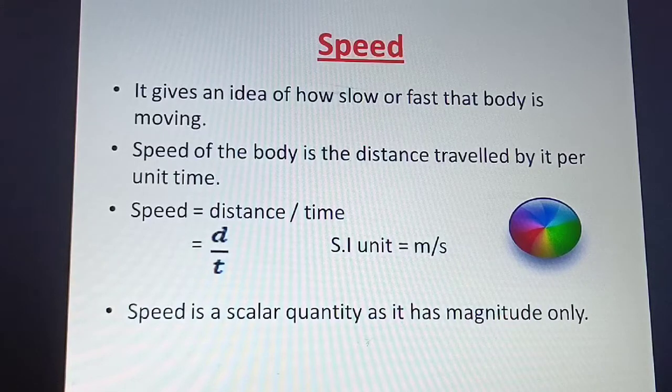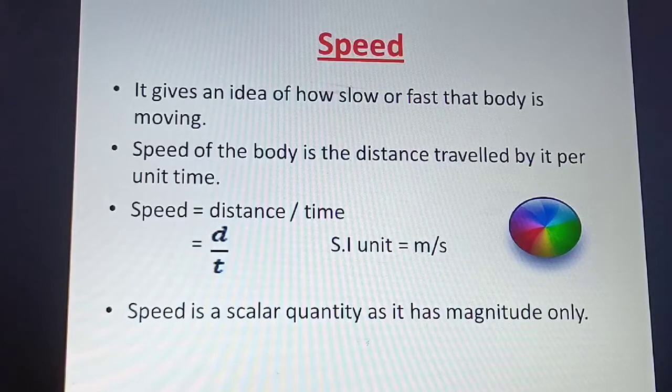Now, what is speed? If you speak about speed, it gives an idea of how slow or fast that body is moving. So, the speed of a body is the distance traveled by it per unit time. If I ask what is speed, it is nothing but the distance traveled per unit time.